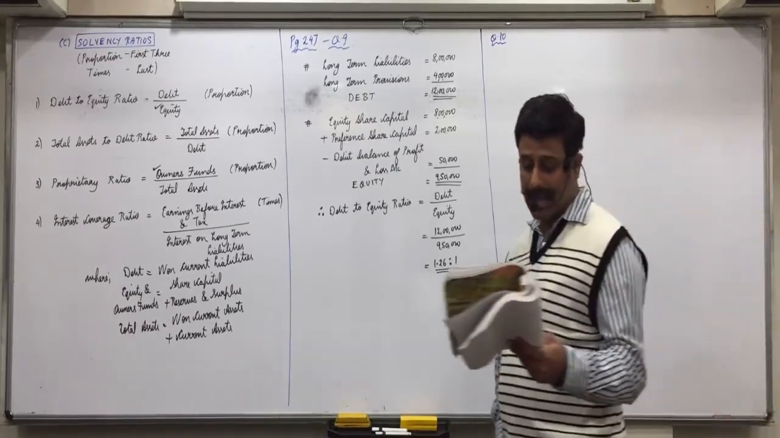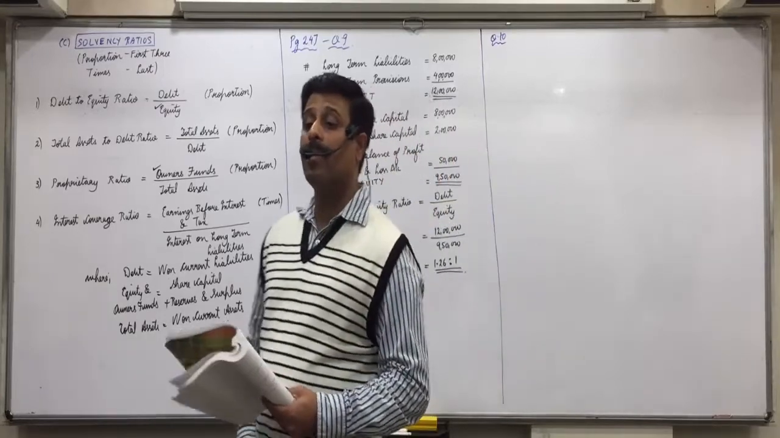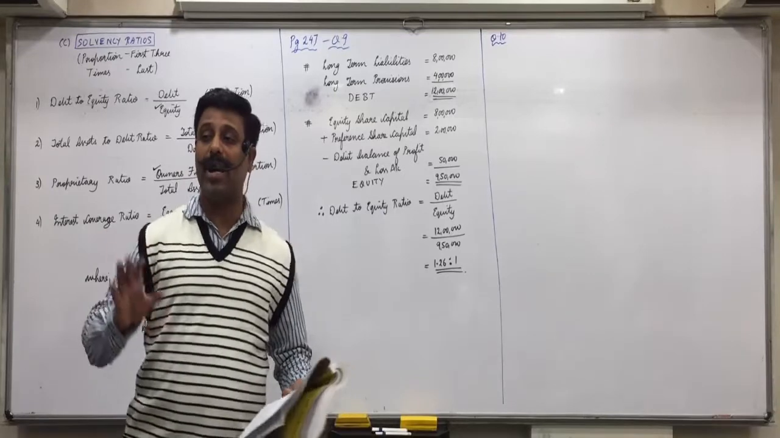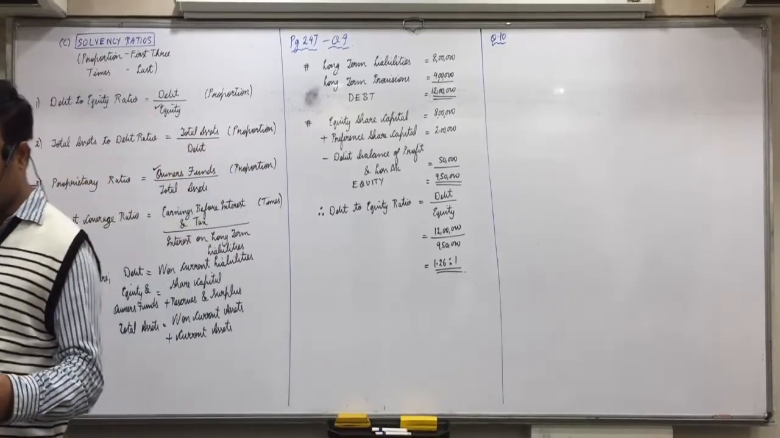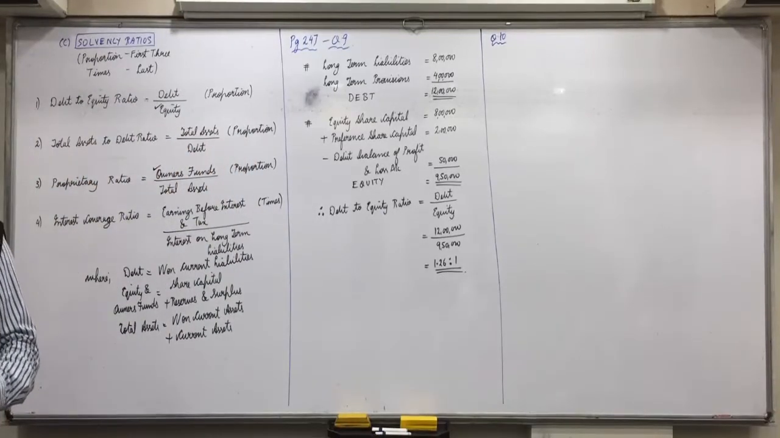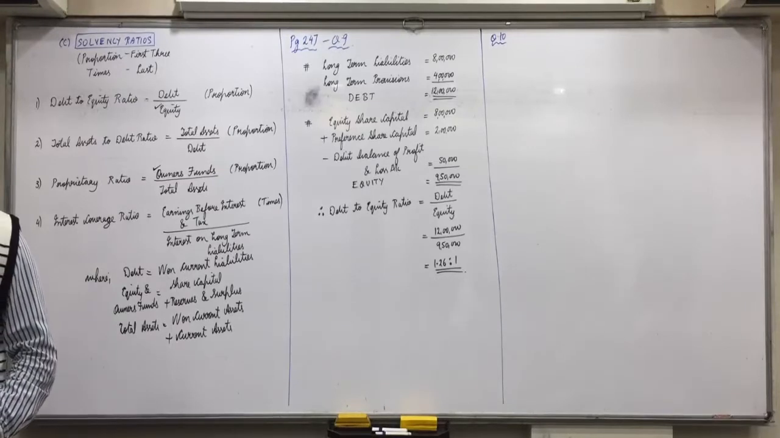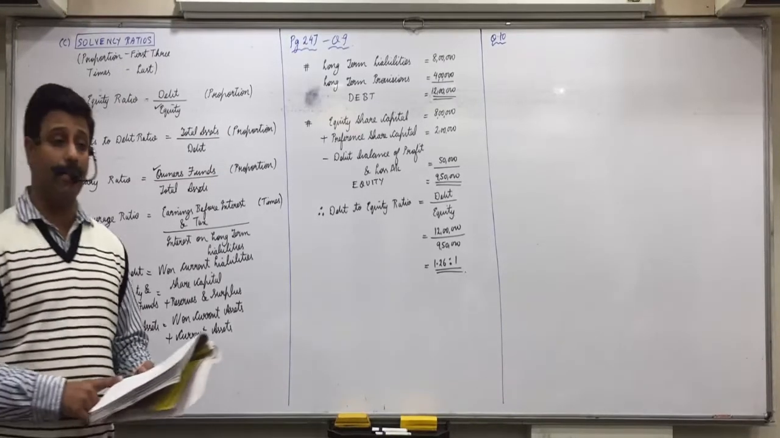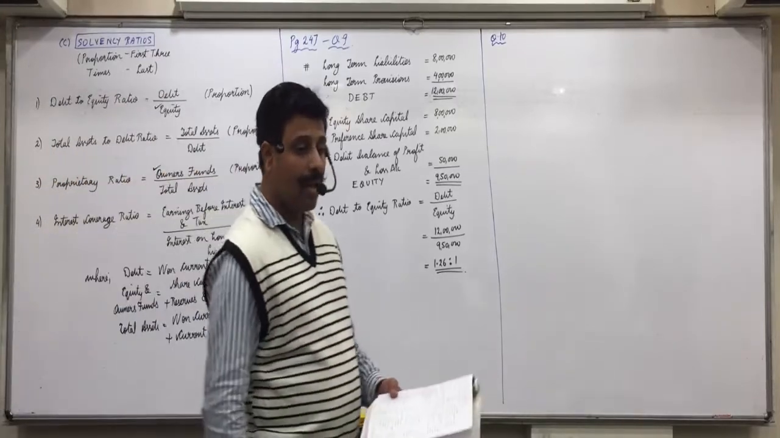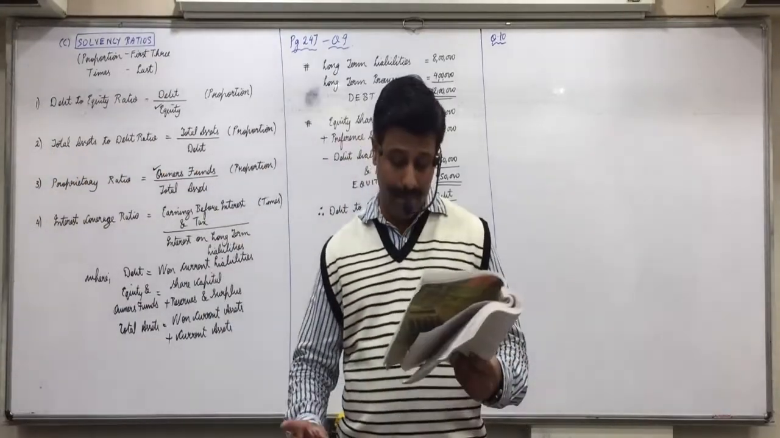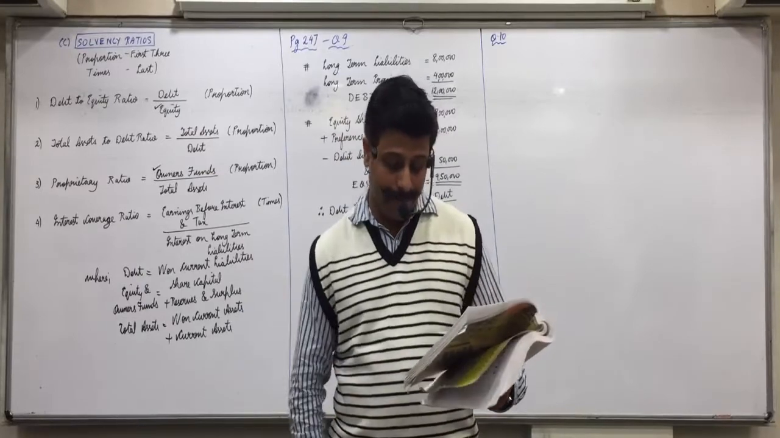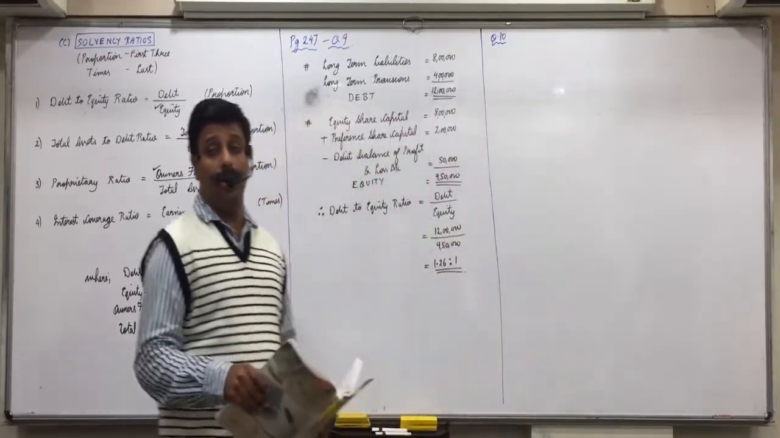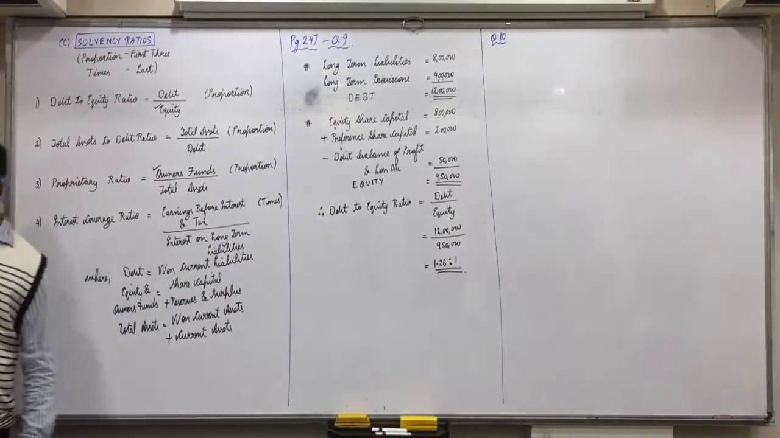So we need to first mark debt, which will include non-current liabilities, and equity, which will include share capital plus reserves and surplus. So current liabilities, no relevance. Long-term provisions, debt, mark it as D. Long-term liabilities, debt, D. Total assets, no relevance.